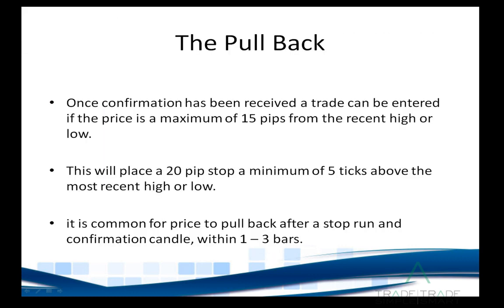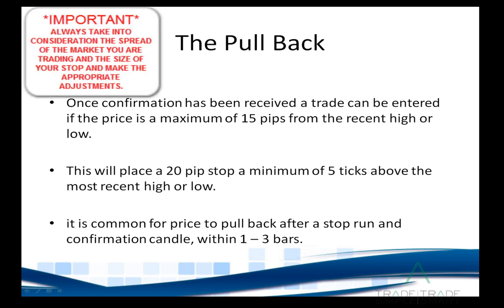So the third and final candle to identify in the process is the pullback candle. So once we have confirmation of a stop run, we can enter a trade if price is a maximum of 15 pips from the recent high or low. And in effect, this will place a 20 pip stop, which is common for most retail traders, a minimum of 5 ticks above the most recent high or low.